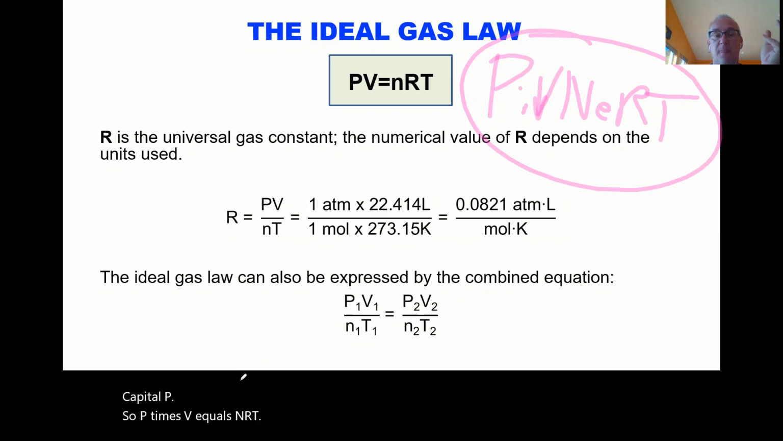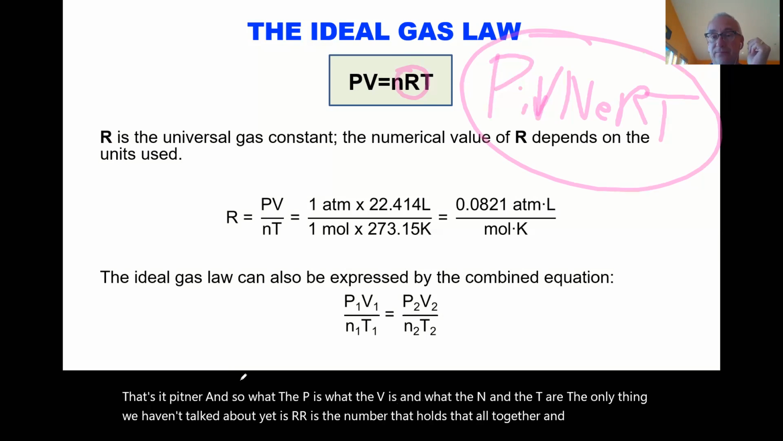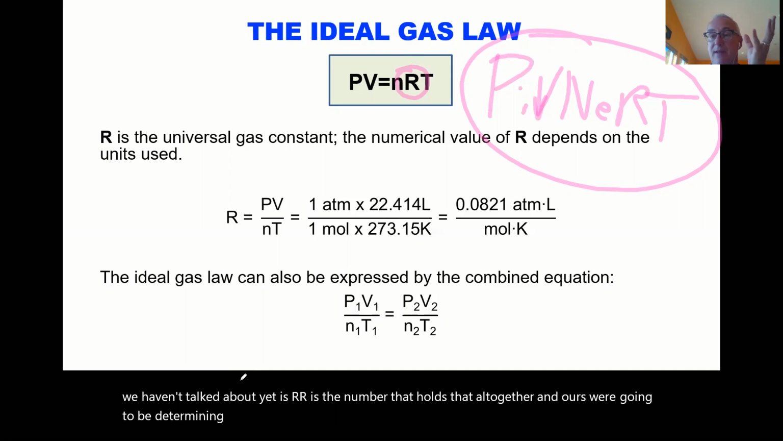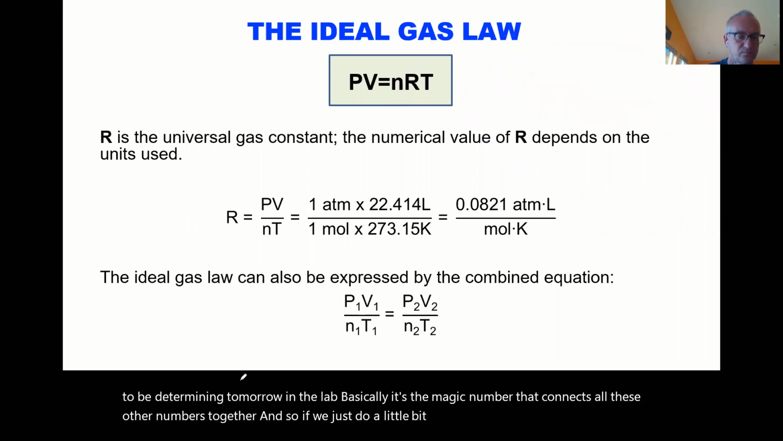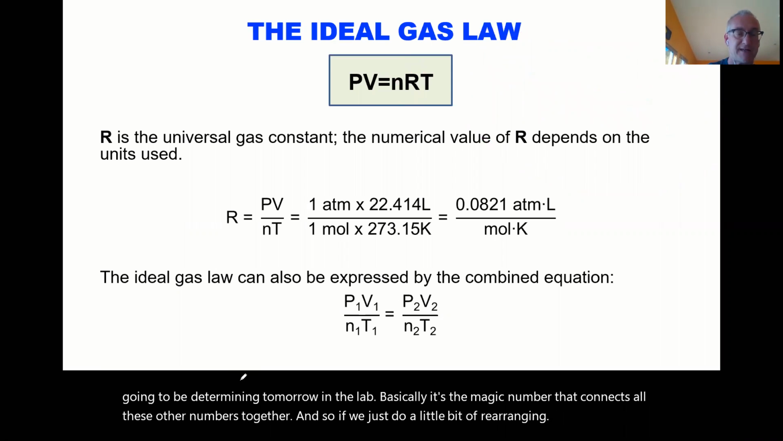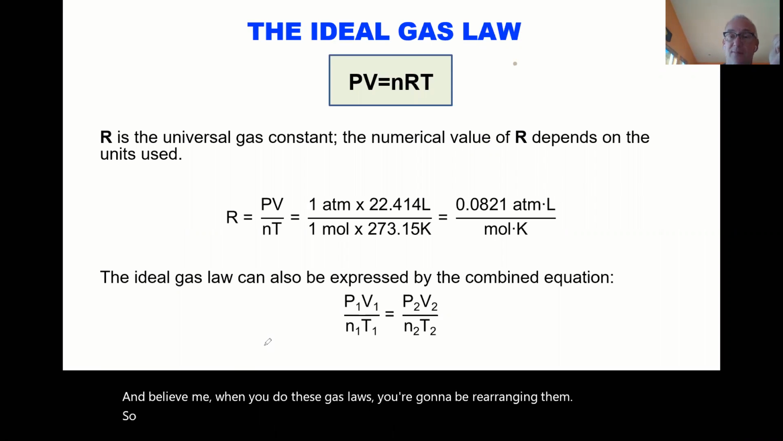That's it, PIVNERT. And so you know what the P is, you know what the V is, and you know what the n and the T are. The only thing we haven't talked about yet is R. R is the number that holds it all together. And R is what you're going to be determining tomorrow in the lab. Basically, it's the magic number that connects all these other numbers together. And so if we just do a little bit of rearranging, and believe me, when you do these gas laws, you're going to be rearranging them constantly. So that's why I just memorize this, and then I don't memorize all the other ones.